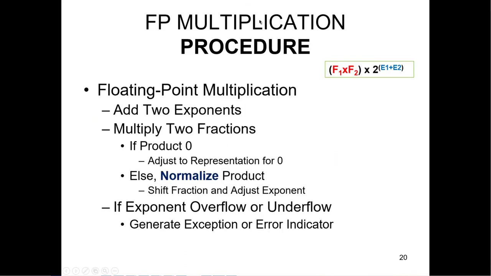All right, so the floating point multiplication procedure looks like this. Add the two exponents, multiply the two fractions. If the product is 0, then you go to the special case for 0. Else, you normalize the product, shift the fraction, and adjust the exponent. And if you get an exponent underflow or overflow, then you generate an exception, or an error indication because you can't represent those numbers. Or you can denormalize it if it's an underflow.